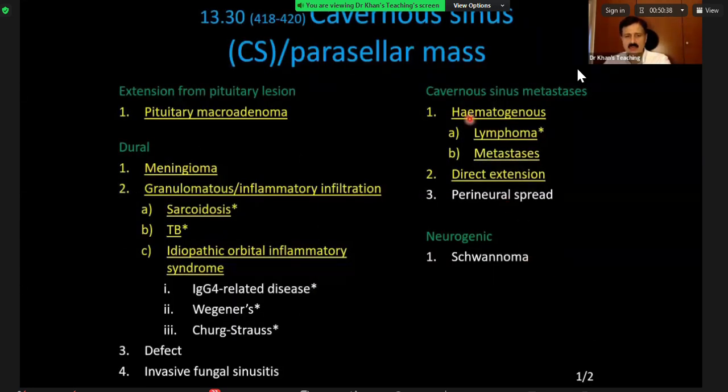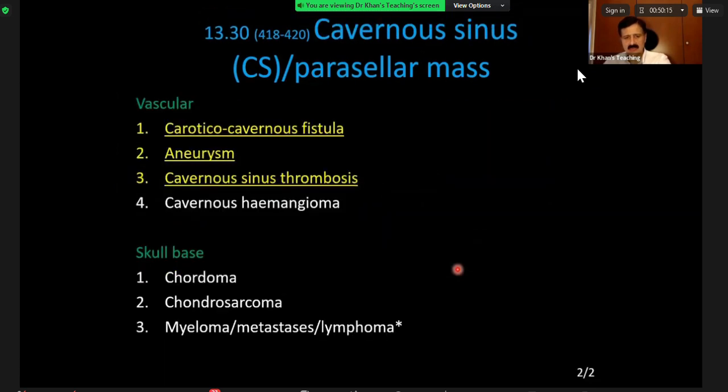So the idea here was to cover cavernous sinus or parasellar lesions. And I told you that these granulomatous or inflammatory conditions like sarcoidosis, TB, IgG4 related disease, etc., are also very important. But what we covered here was the schwannoma, and schwannoma is an exam case.